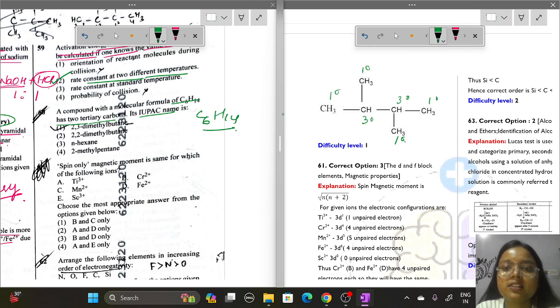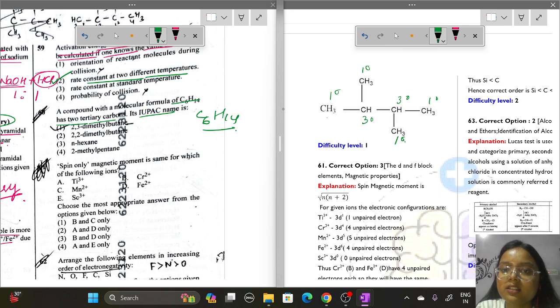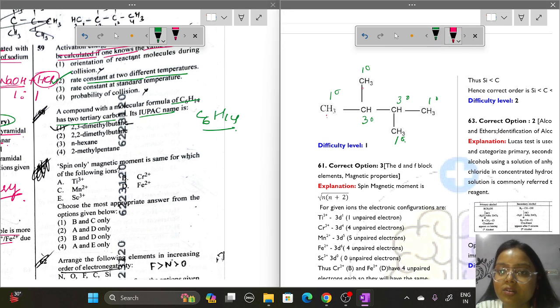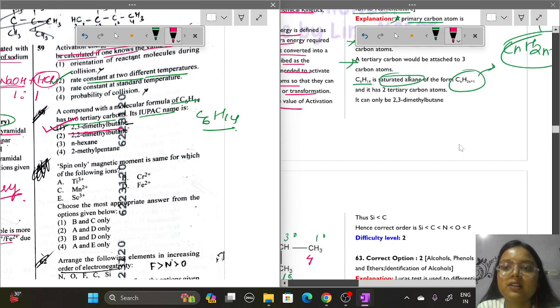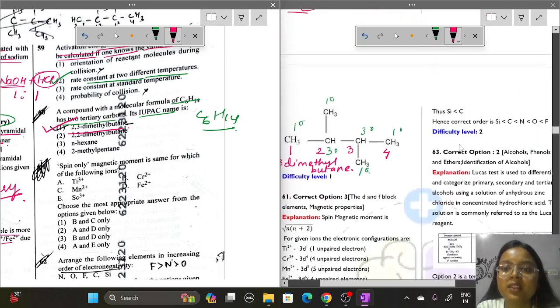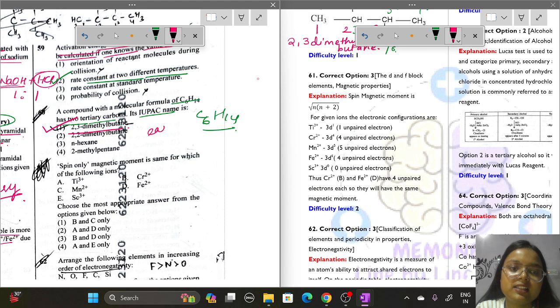What is the name of this compound? Let's do the nomenclature: 1, 2, 3, 4. At the second and third positions, a methyl group is attached, so 2,3-dimethyl, and for 4 carbons it is butane. Option number 1, 2,3-dimethylbutane. So option number 1 is correct and the difficulty level is easy. It is an easy type question.